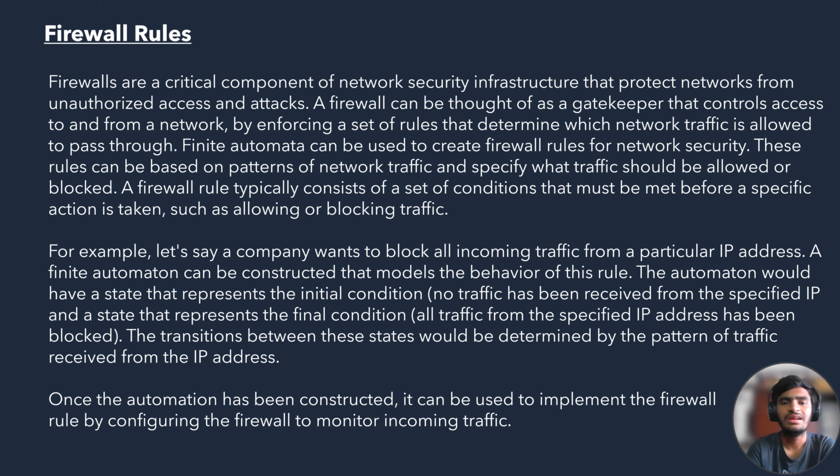For example, let's say a company wants to block all incoming traffic from a particular IP address. A finite automaton can be constructed that models the behavior of this rule. The automaton would have a state that represents the initial state and the final condition. The transitions between these states would be determined by the pattern of traffic received from the IP address. Once the automaton has been constructed, it can be used to implement the firewall by configuring the firewall to monitor incoming network traffic.